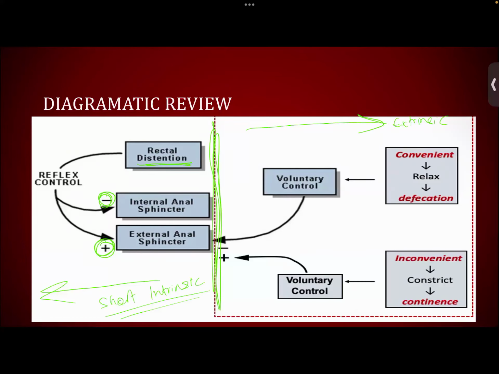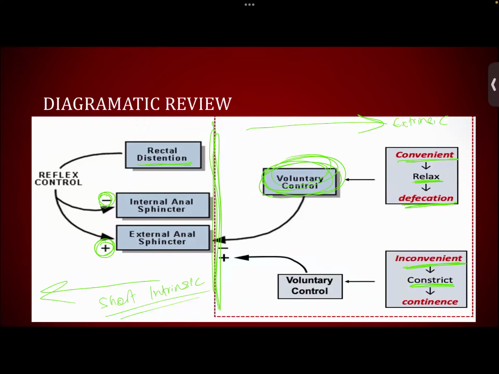So as we said, if it's convenient for you, then the voluntary external anal sphincter is going to relax and is going to lead to defecation. And this is obviously under voluntary control, and it's going to lead to the relaxation of the external anal sphincter. If it's inconvenient to you, then the external anal sphincter is going to constrict. It's already constricted over here, as you can tell, but it's going to constrict further.